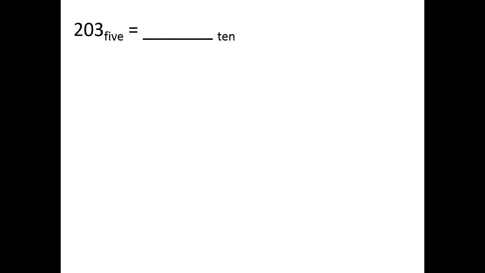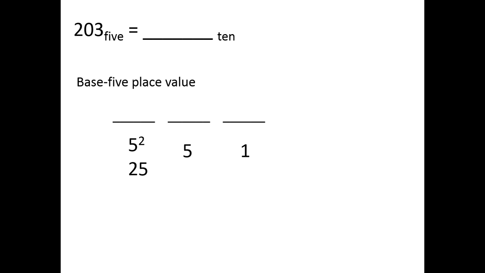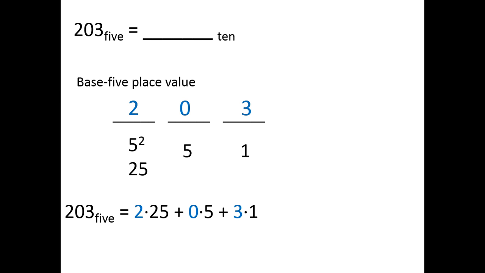If we have the number 203 in base 5 and we want to change it to a base 10 number, we can just remember what place value means in base 5. We have a 3-digit number. Rightmost digit represents ones. The digit to the left of that represents groups of 5s. The digit to the left of that represents groups of 5 5s or 25s. So this number is 2 groups of 25, no groups of 5, and 3 groups of 1, which to us would be the number 53.